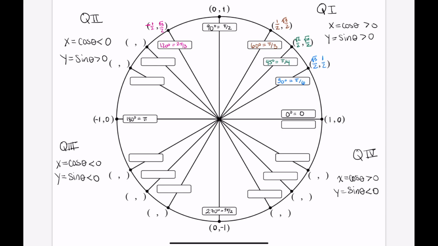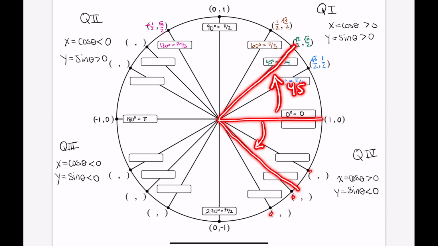Okay, let's look at one more angle together. Let's look at this one right here. And let's figure out what its reference angle is. So I'm going to sketch an angle going this way. And you notice this is the middle of these three lines, so that means its reference angle is right here at 45 degrees. Now, if we're traveling in the positive direction here, this is another 45 degrees. If you're traveling in this direction, this is negative 45 degrees.